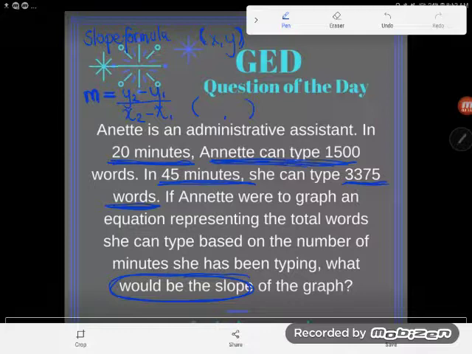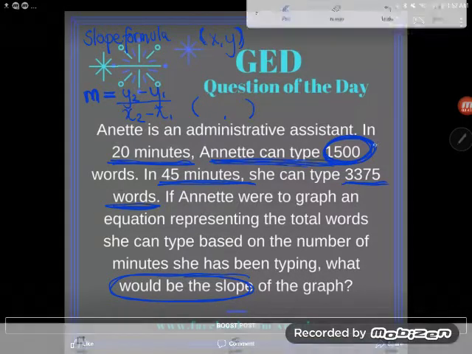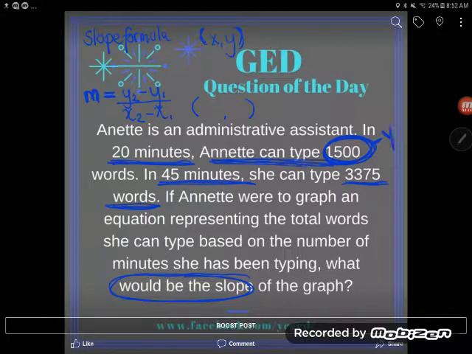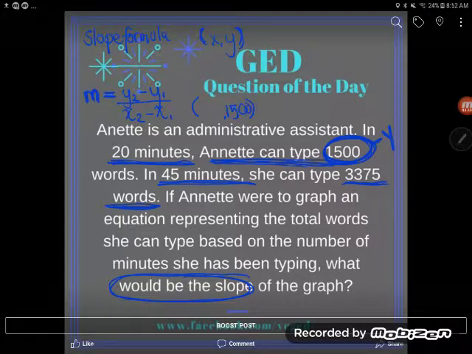If she types really, really fast, does that mean that time goes faster? No, that's not how that works. Instead, the number of words that she types depends on how long she types. And so because of that, that makes this the dependent variable. And the number of words she types depends. And so that'll be my y. Your dependent variable is always your y. As long as you can place that, then the other one would just fall into place.